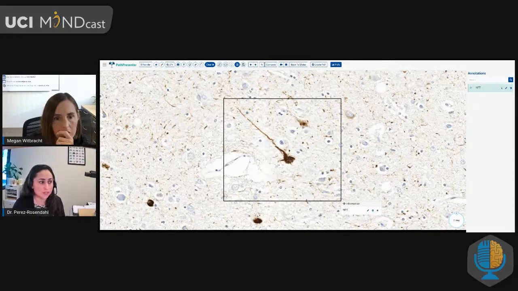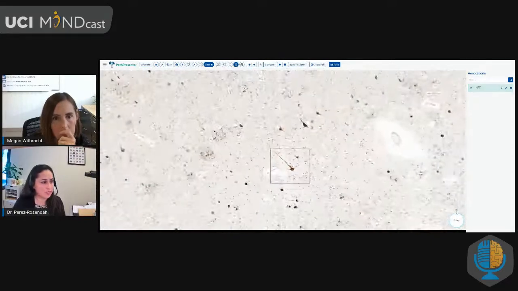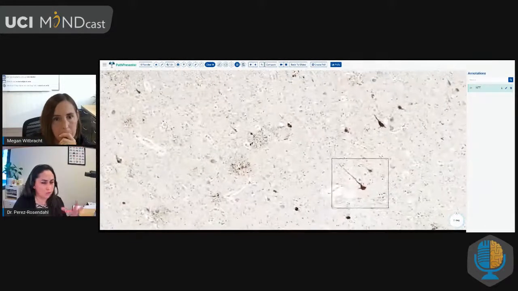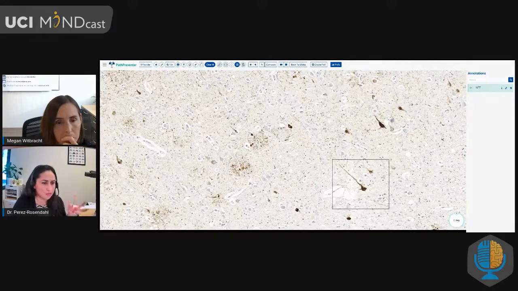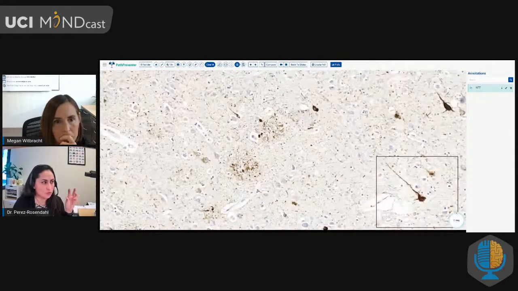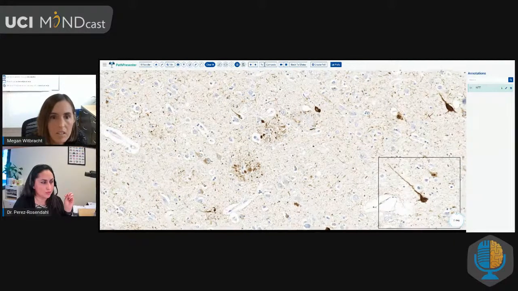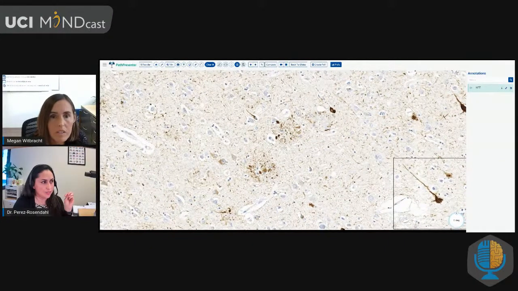So this is a tau tangle, and if I back up, you can see there's a lot of tau tangles here. There's another one here, and they also form these round structures similar to the amyloid plaques in the same location. Amyloid plaques also will have a component of tau. So you can see here as well, and these are referred to as neuritic plaques when you're looking at the tau stain, and there's another one here. So we have tangles and neuritic plaques.